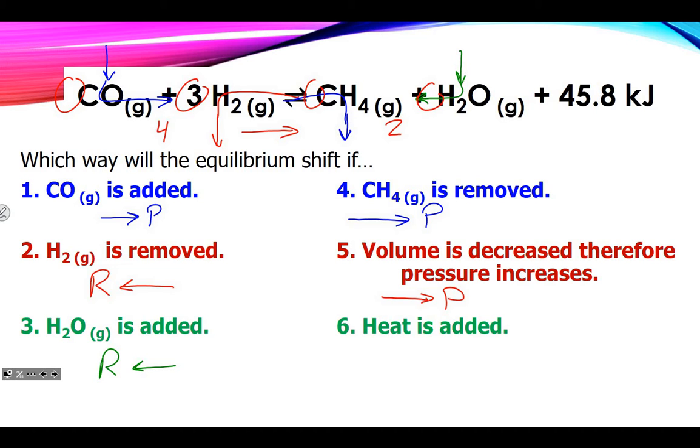Heat is added. I'm adding heat here. To get to my arrow, I've got to go this way, so I'm going towards my reactants. Thumbs up, I got them all. Thumbs sideways, I got some of them, and thumbs down, I didn't get any of them.